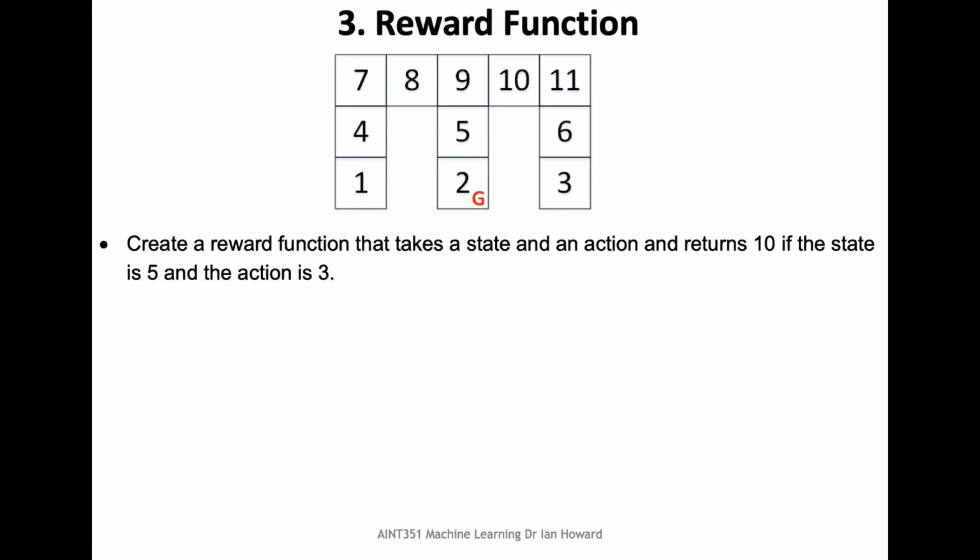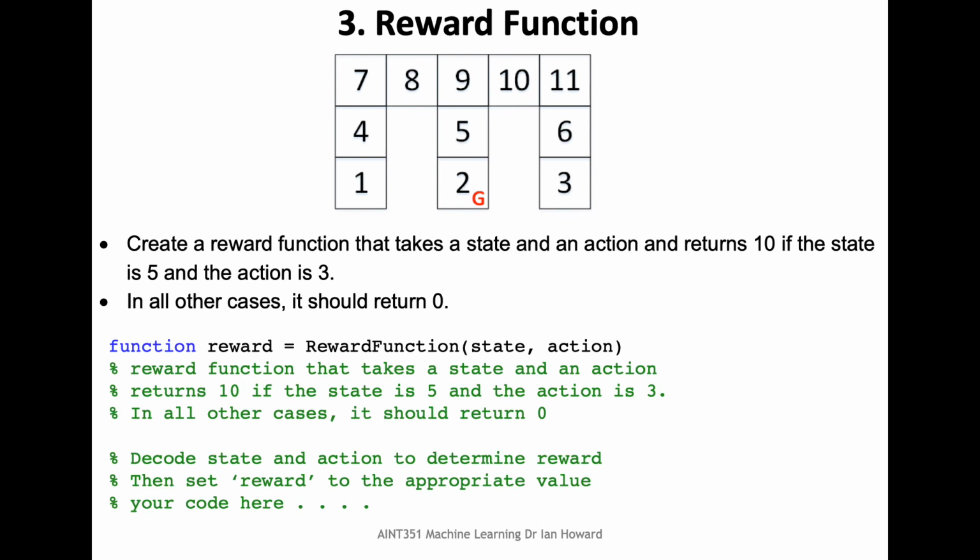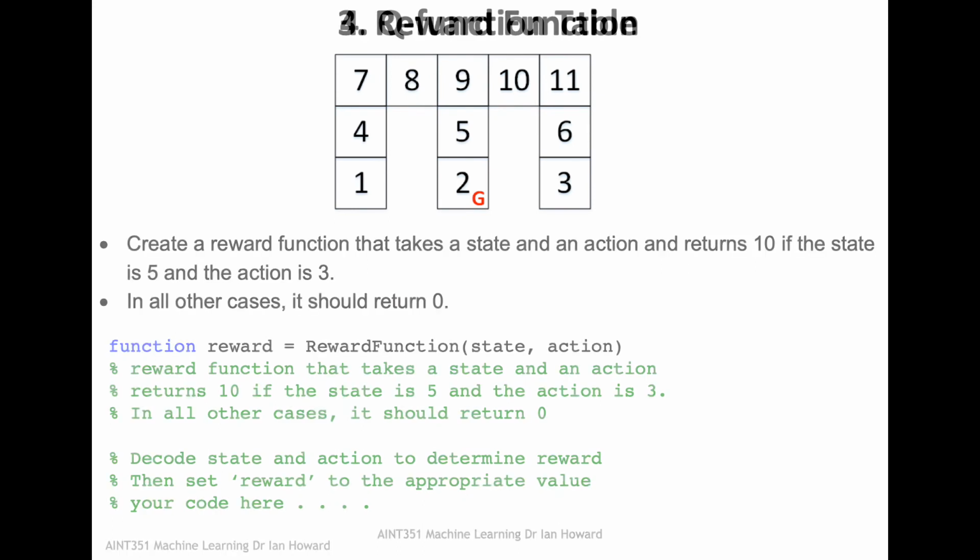We need to generate a reward function that takes a state and an action and returns 10, let's say, if the state is 5 and the action is 3. In other words, if we're in this state and we move south, then we have a reward, otherwise we don't. In all other cases, it gives a 0. So build a reward function, you give it the state and the action, and it'll tell you what the reward is. So you have to decode and put appropriate things in there.